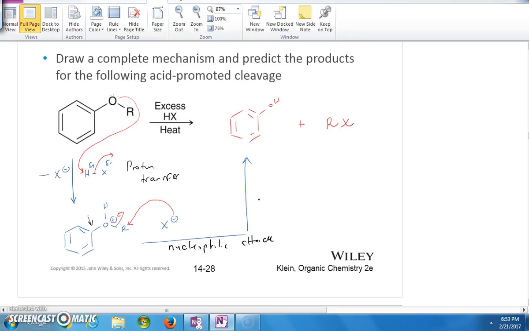Now, after you have the formation of the alkyl halide, this stops here. Why? It stops here because we know that aryl halides, or an aryl leaving group, have no SN2. You can't have an SN2 with an aryl group. So that's why it doesn't go any further.